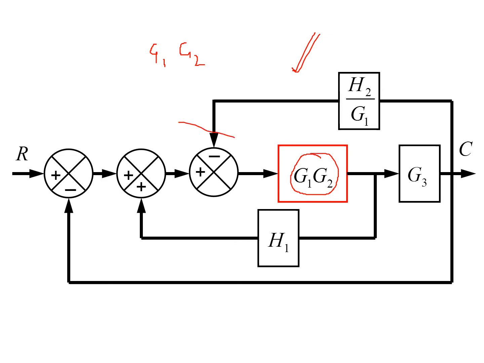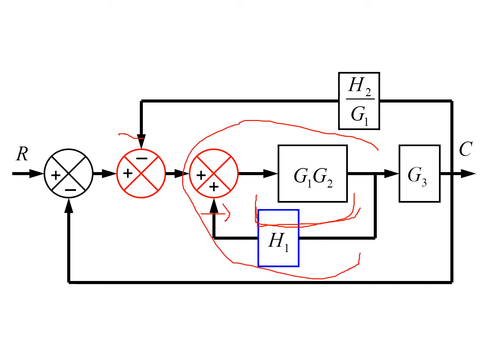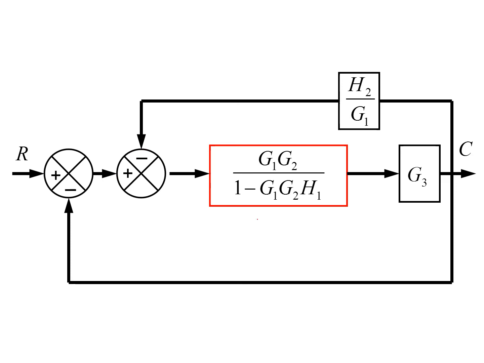Now we have two summing points. We can interchange these two summing points. Then by interchanging them, we get this: H2 by G1 moves to the left side, and H1 moves to the right side. Then this is the inner feedback loop. We can eliminate this inner feedback loop first. By eliminating that inner feedback loop, we get this one.